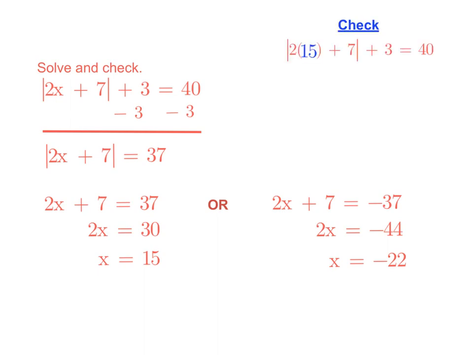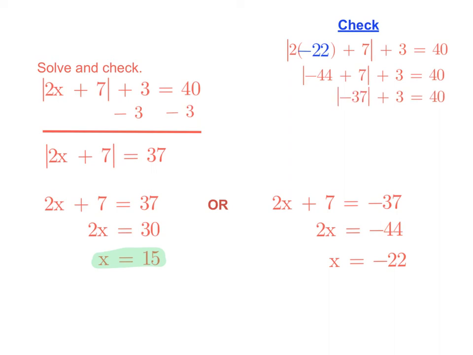When you plug it in, plug 15 in for x. This of course is 37 plus 3, which is 40. So that checks, so we're good. 15 is an answer. Now I do the same process for negative 22, and that's negative 44 plus 7, which is negative 37, and the absolute value of that is positive 37, and 37 plus 3 is still 40, so negative 22 also checks. You do need to show your checks on the homework. Questions?